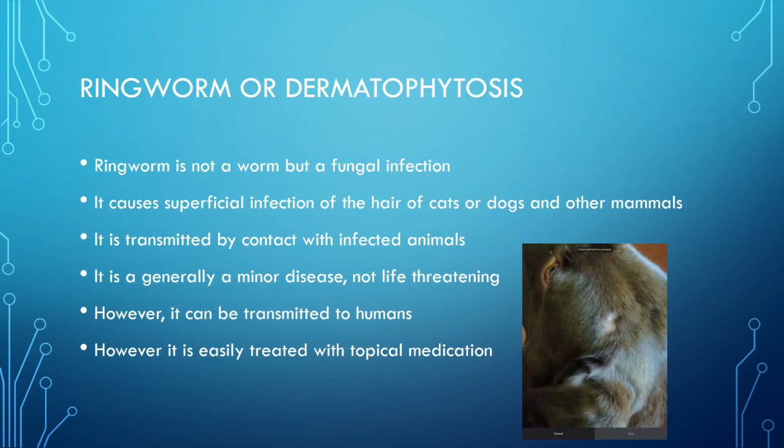Ringworm, or more accurately, dermatophytosis. Ringworm is not a worm, it's a fungal infection. It causes a superficial infection of the hair of cats and dogs and other mammals. It's transmitted by contact with infected animals. It's generally a mild disease, it's not life-threatening. However, it can be transmitted to humans, but it's easily treated with topical medication.